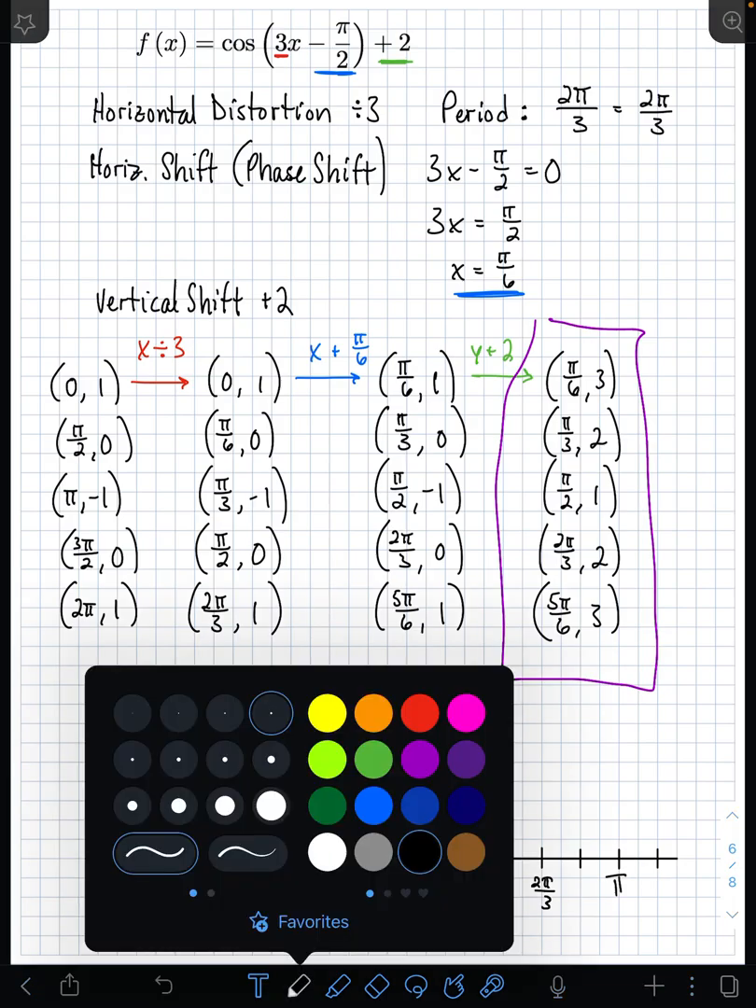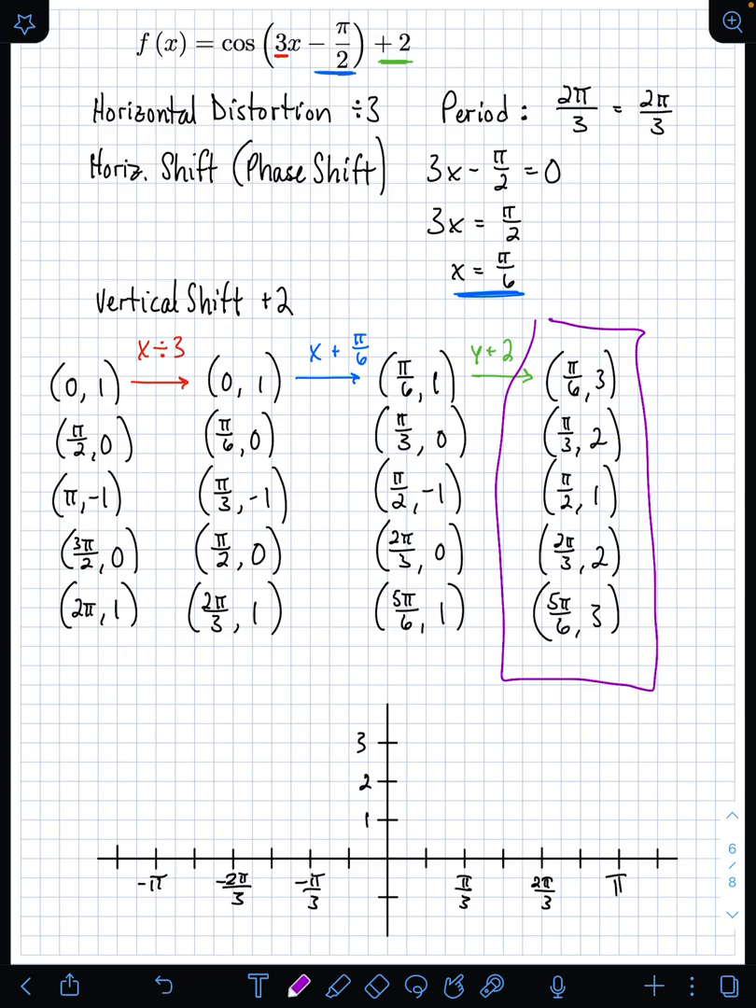So all we got to do now is plot our points. Remember, we're not starting at x equals 0. We're shifted over, so we're starting at pi over 6. Down to the midline, below the midline, back up, and up top.